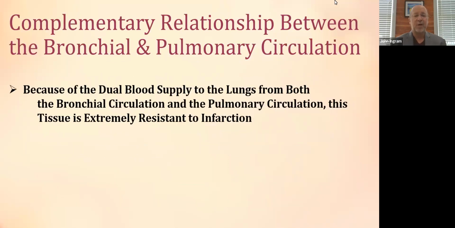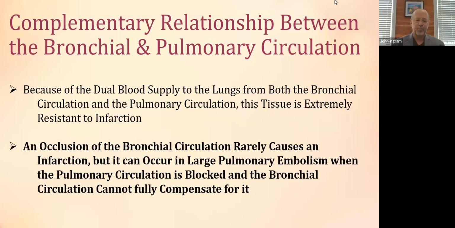Now, there's a complementary relationship between the bronchial and pulmonary circulation. Because of the dual blood supply to the lungs from both the bronchial circulation and the pulmonary circulation, this tissue is extremely resistant to infarction. Infarction rarely occurs, but it can occur in large pulmonary embolism cases when the pulmonary circulation is blocked and the bronchial circulation cannot fully compensate for it.